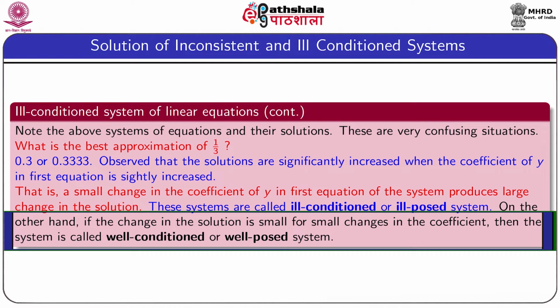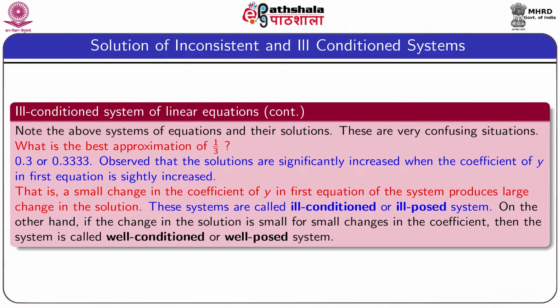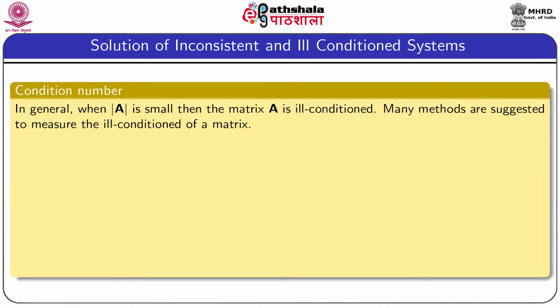On the other hand, if the change in the solution is small for small changes in the coefficients, then the system is called a well-conditioned or well-posed system of equations. The condition number is a parameter to identify whether a given system of equations or the corresponding matrix is well-conditioned or ill-conditioned. In general, when the determinant of the coefficient matrix is small, then the matrix A is ill-conditioned.